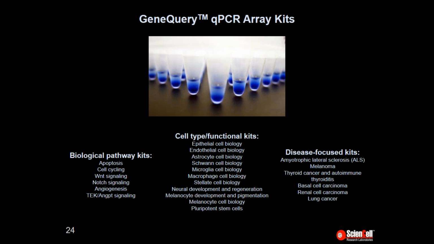A list of highlighted kits is shown here, but we offer many more on our website in the Gene Query section. Notably, we have unique kits for many different cell types of primary cells, including Schwann cells, endothelial cells, epithelial cells, astrocytes, microglia, and melanocytes, just to name a few.